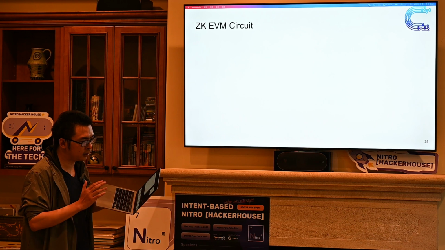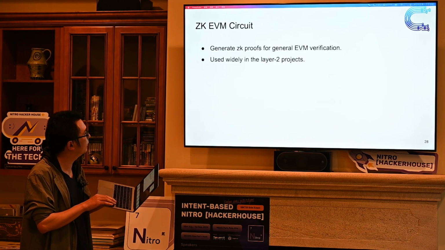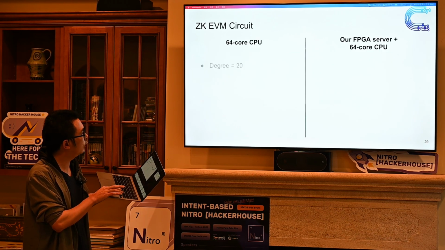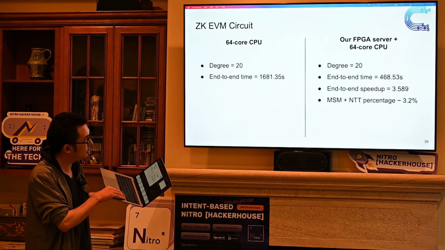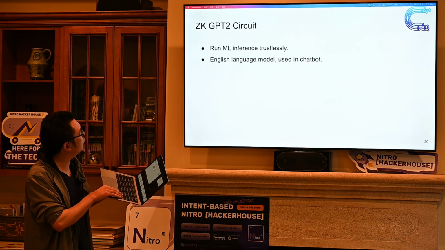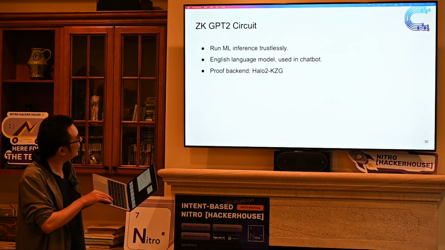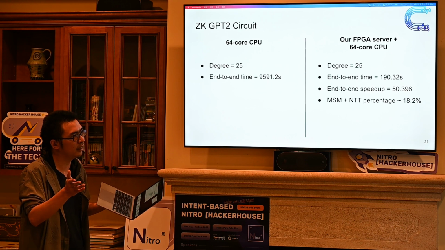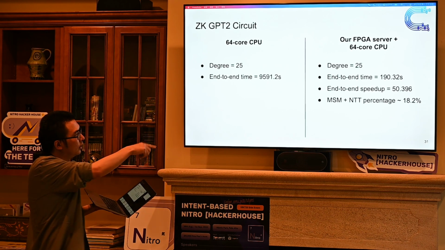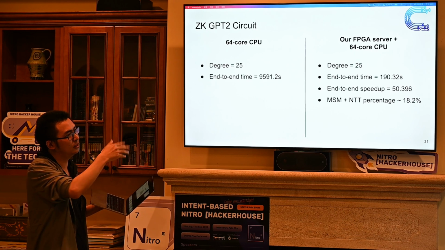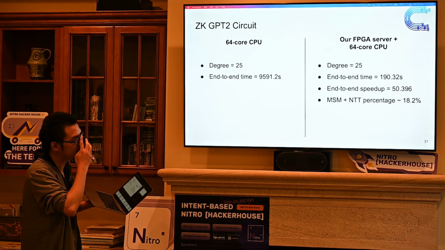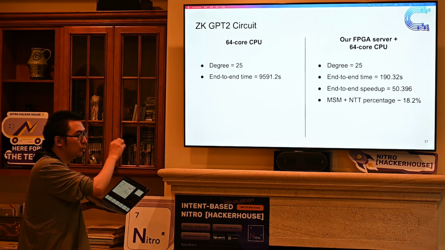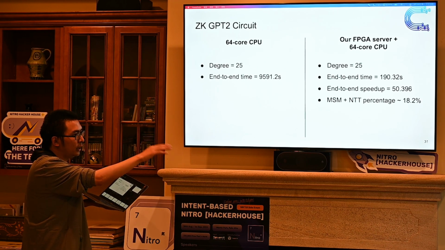And this is not only a special or corner case; you can also see it on other things. For example, the EVM circuit, which is widely used in Layer 2 projects, and you also see this: MSM and NTT is 3%. For GPT-2 in ZKP, the result looks better because MSM and NTT still contribute 20%. But you can imagine that GPT is mostly matrix-vector multiplication, so the witness generation part is easier compared to the commitment. That's why it's very high, for example 20%.